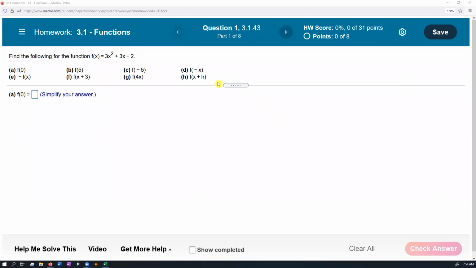Okay, going to be working the homework solutions here for section 3.1 functions. We've got our first problem here.